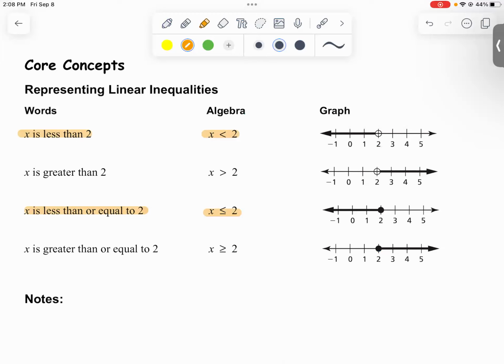If there is equality, then we're going to color in our dot. If there is not equality, then we have an open circle. Notice here, if x is greater than 2, this is how we would write it. And we have an open circle, but now we're shaded to the right of 2 because we want to be bigger than 2. If we have the equality, then all that happens is we color in our circle.